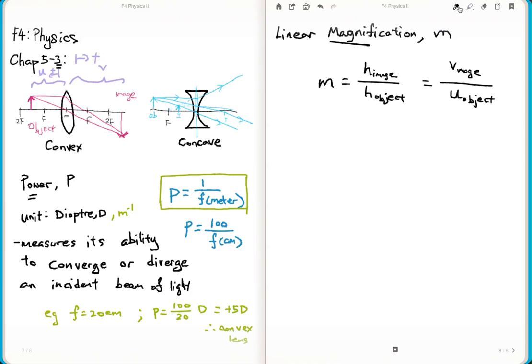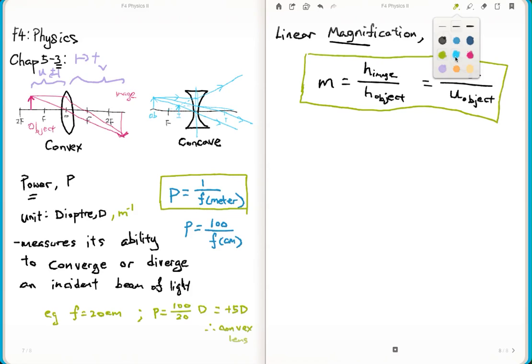You might want to know how you get to this, but for SPM, if you get to here, it's good enough already. Magnification, that's the equation. The basis for how they get it is actually from congruent triangles, because this triangle and this triangle are all congruent, meaning this side and this side are the same. So that is based on a convex lens.